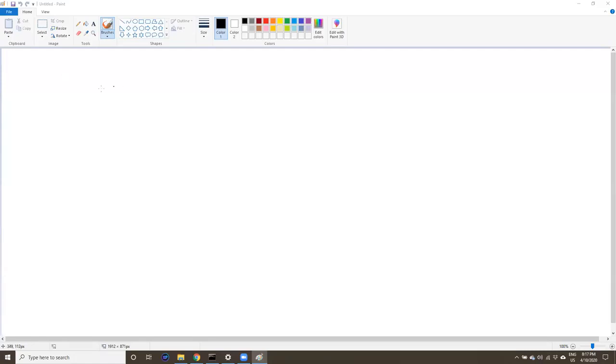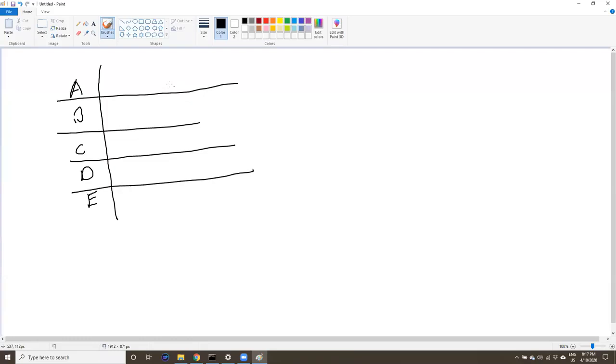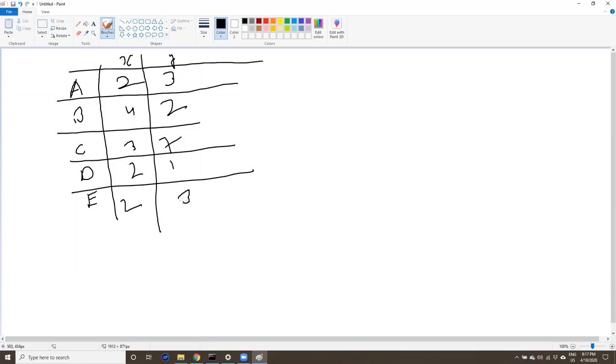So let me give an example. Let's say you have got a data set which has multiple data points, and let's say, for example, they have two characteristics, x and y. X is 2 for A, 3, 4, 2, 3, 7, 2, 1, 2, 3. Now, if you see this, you have multiple data points starting from A, then B, then C, then D, then E.